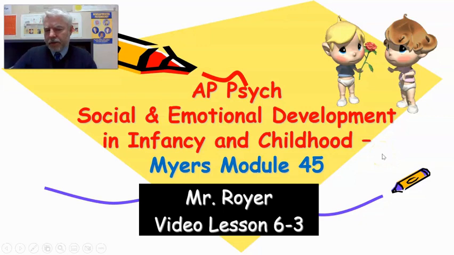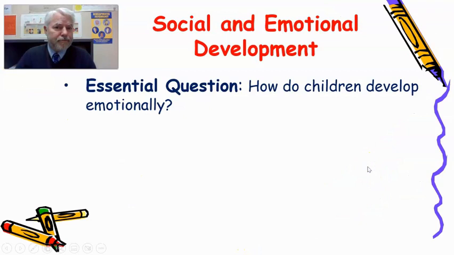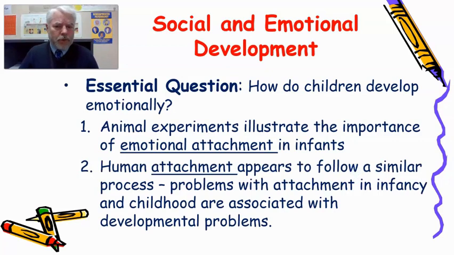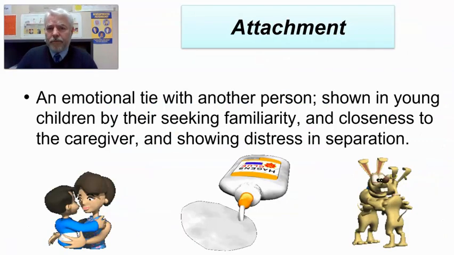This is a lesson that is going to align with your textbook, Myers, Module 45. Our essential question today is how do children develop emotionally and socially? Animal experiments are going to illustrate the importance of emotional attachment in infancy. And we're going to take a look at how this translates into human attachment. Human attachment does appear to follow a similar process. Problems with attachment in infancy and early childhood are often associated with developmental problems later in life.